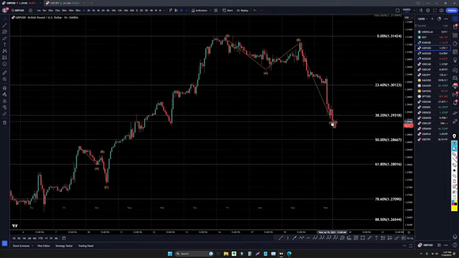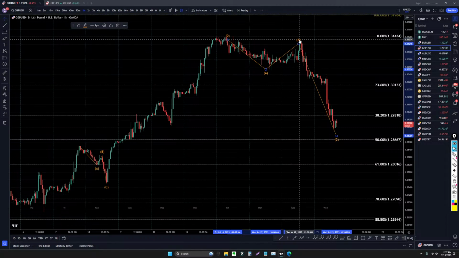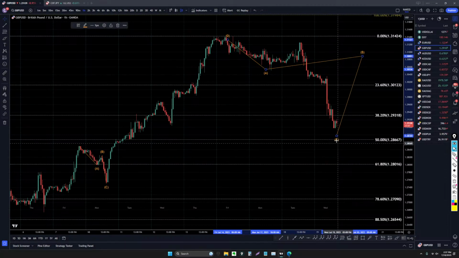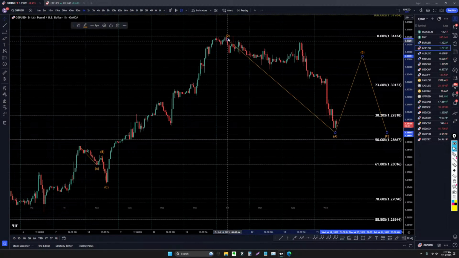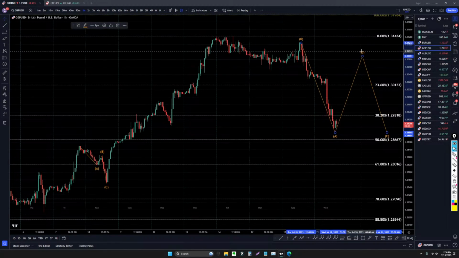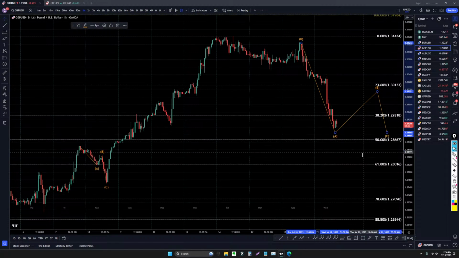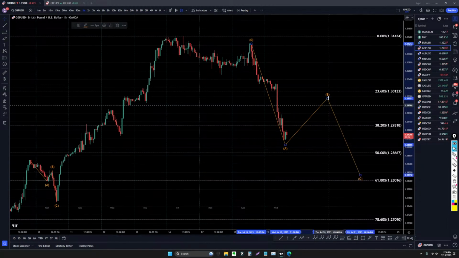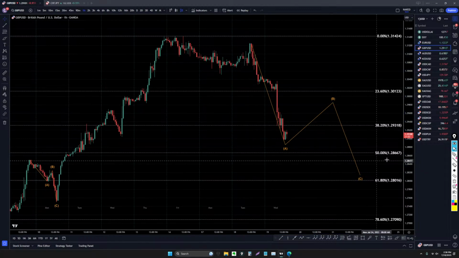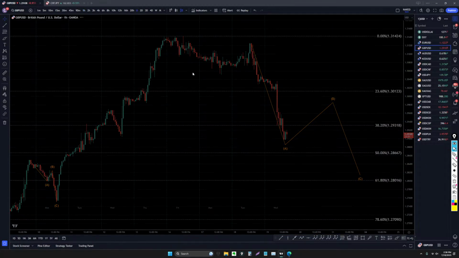So the pound dollar, I have it marked as an ABC, but I don't think that's right. I think that the US dollar is telling us the story, and the US dollar is telling us that we're only in a wave A. It seems very, very clear to me that we're only in a wave A, which means this is probably only in a wave A also. So let's go back up to the daily time frame.